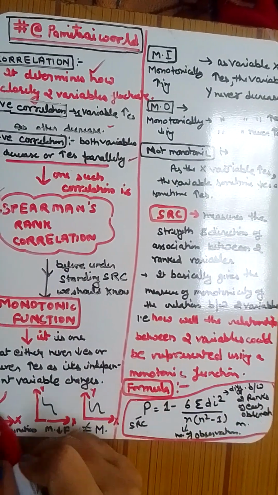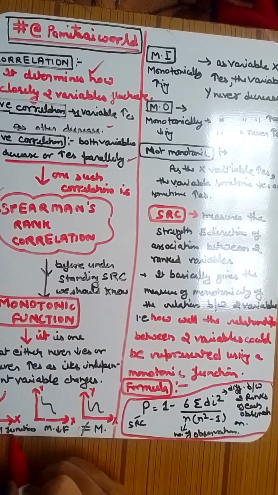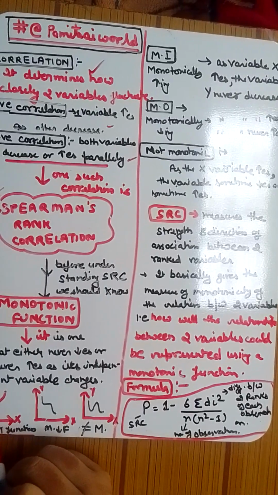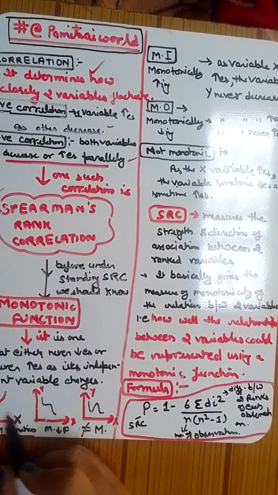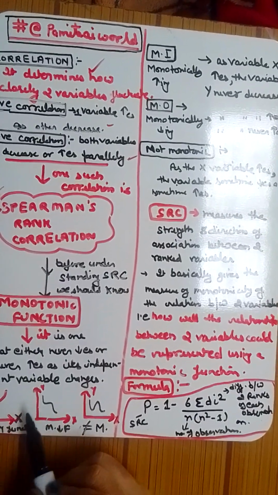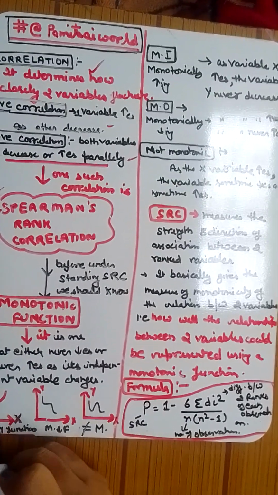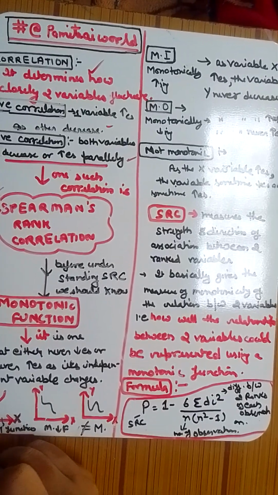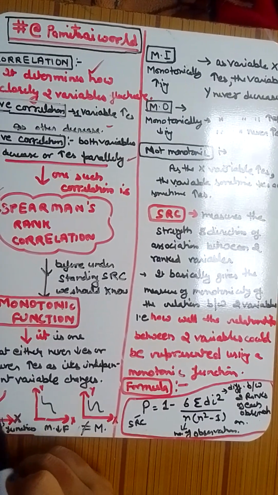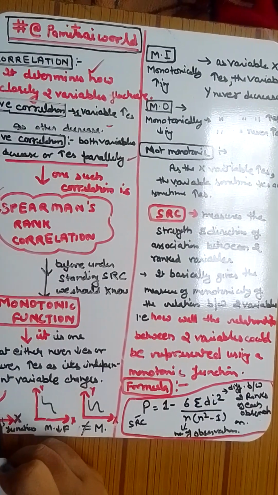Let's understand it through the graph. Look here. This is the graph of a monotonic increasing function. Here, what is happening? This is the x-axis and this is the y-axis, the x variable and the y variable. If x is increasing, let's say 1, 2, 3, then y is also increasing.